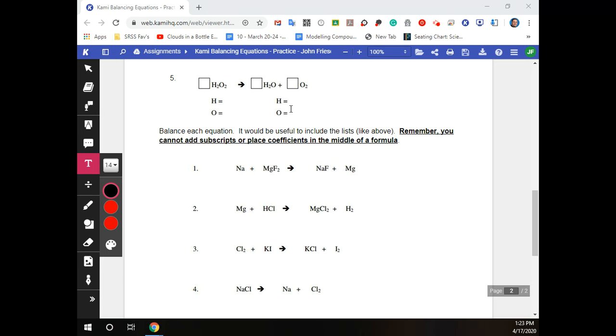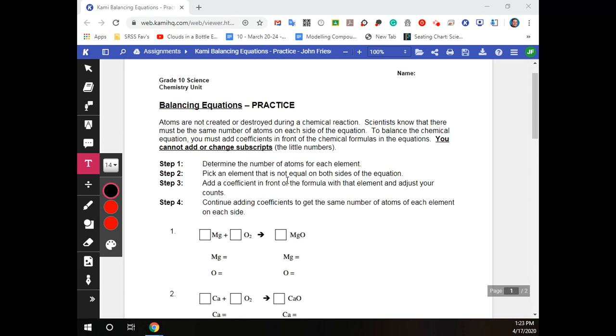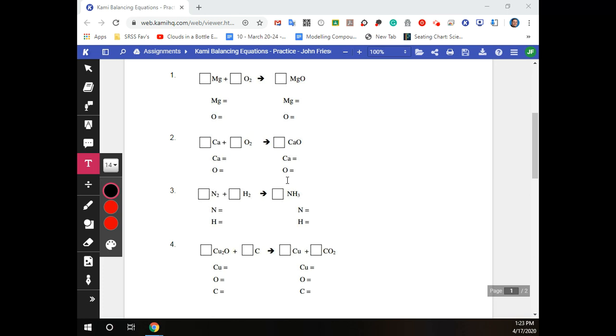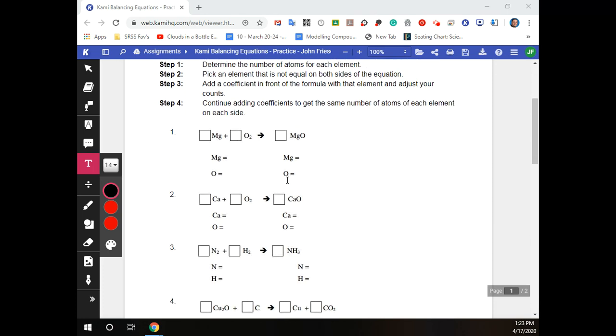And I always recommend having whatever the element is the same across. They won't be in the same order on both sides of the equation because they're going to be switching around. But you will find it much easier when it comes to balancing if they are that way. And I've provided it that way up here. Okay. And so let's go through the steps.